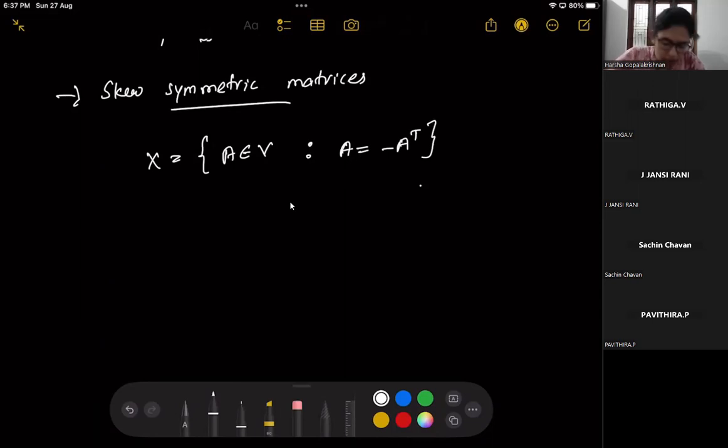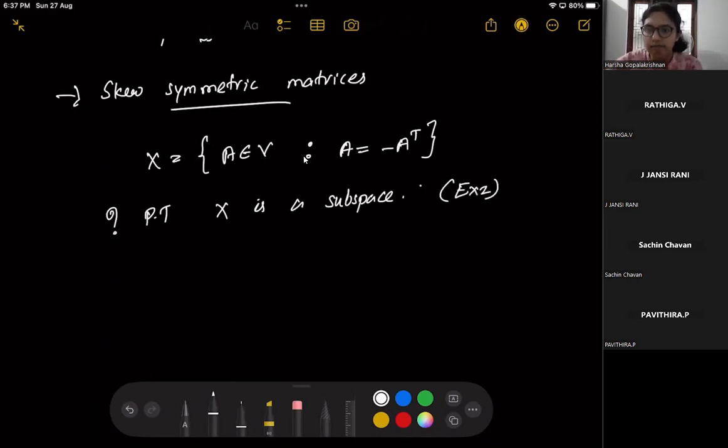In the same way, first prove that X is a subspace. I will leave it as an exercise. We already have a theorem for when a subset is a subspace. First we need to check whether X is non-empty. If it is non-empty, we should see whether cA plus B belongs to X for all A, B in X and c a real scalar. Just see whether that condition is satisfied or not.